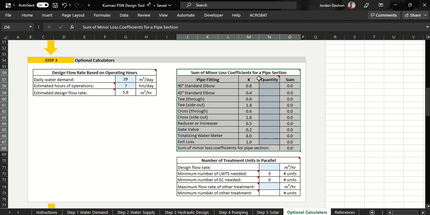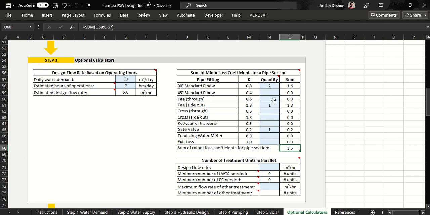This takes you to the optional calculators tab, where you could enter in the blue cells here the quantity of fittings for a particular section of pipe length. So for example, if you had 2 elbows, maybe 1 T, and 1 gate valve for a particular section, you would then see here on the bottom right the sum of the minor loss coefficients based on what you've input here.